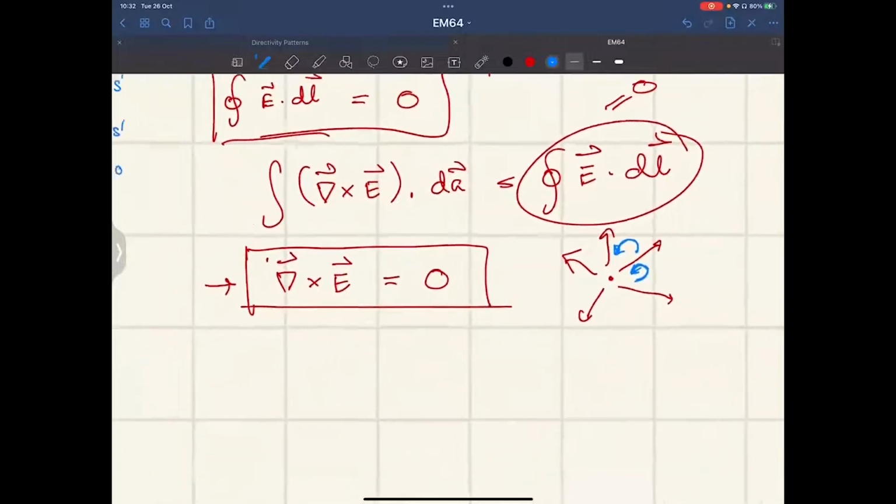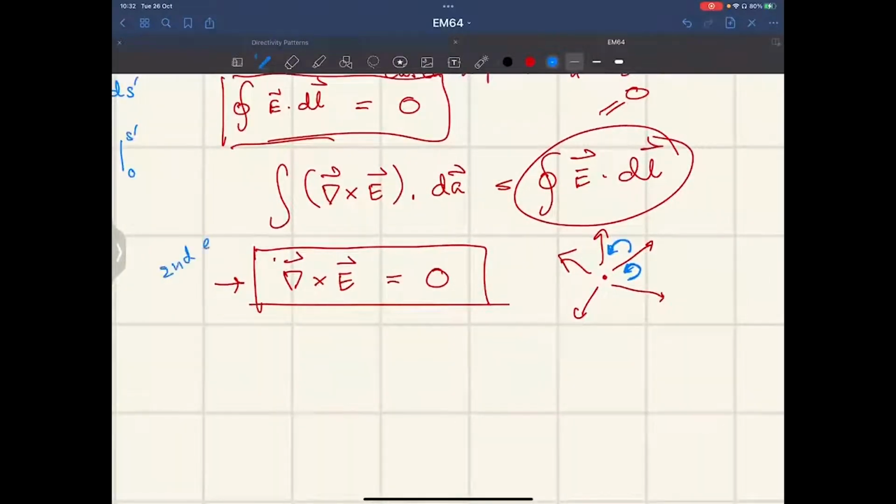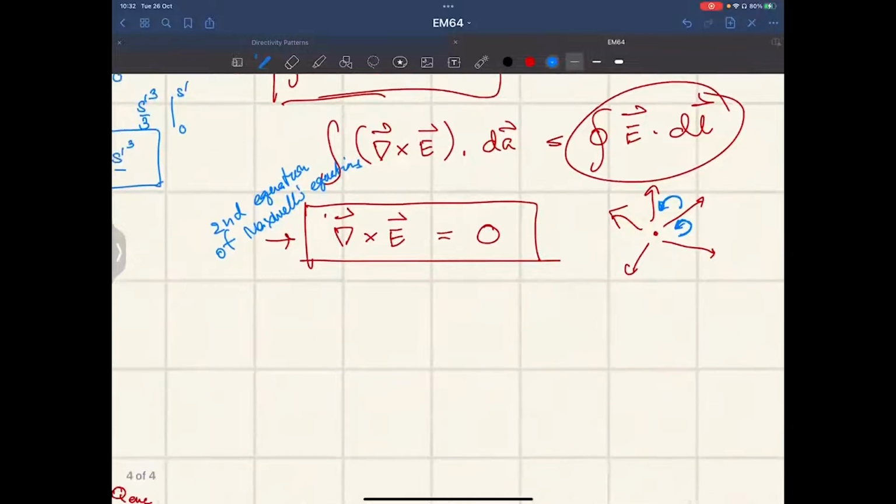This is the second equation of Maxwell's equations. So what do we have so far? We have number 1 here, divergence of E equal to rho divided by epsilon naught, and number 2 here, we have this.